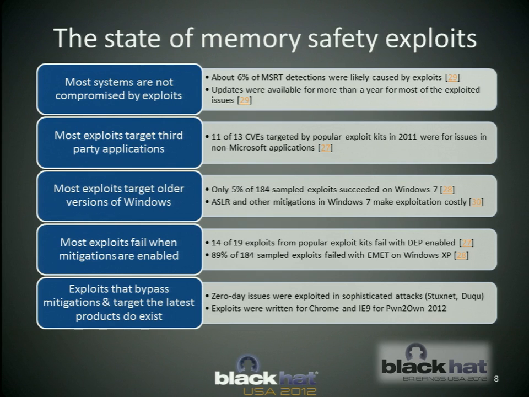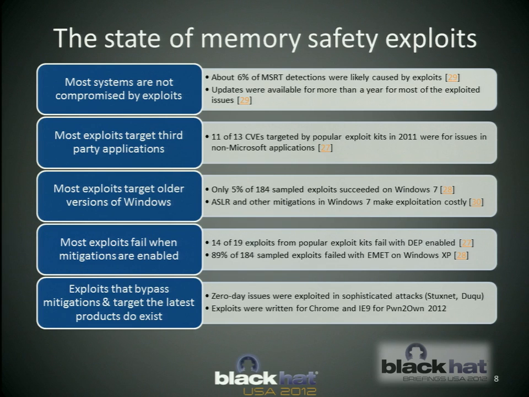Another point that we see today is that most exploits actually target third-party applications. Most of the exploits that we see in the wild don't actually go after Microsoft applications. There was a research paper published by Dan Guido, something he called the Exploit Intelligence Project, where he showed that for popular exploit kits in 2011, 11 of the 13 CVEs that were exploited actually targeted non-Microsoft applications. So that's an interesting data point for widespread exploitation. Most of the vulnerabilities are actually not in Microsoft software. Another thing that we see is that most of the exploits out there today actually target older versions of Windows.